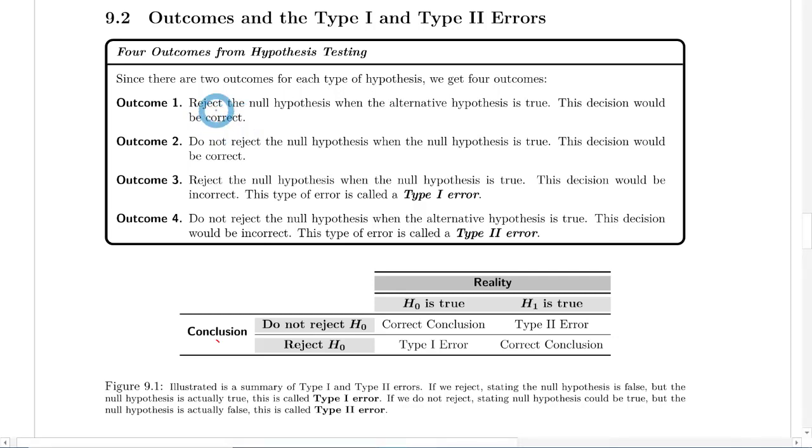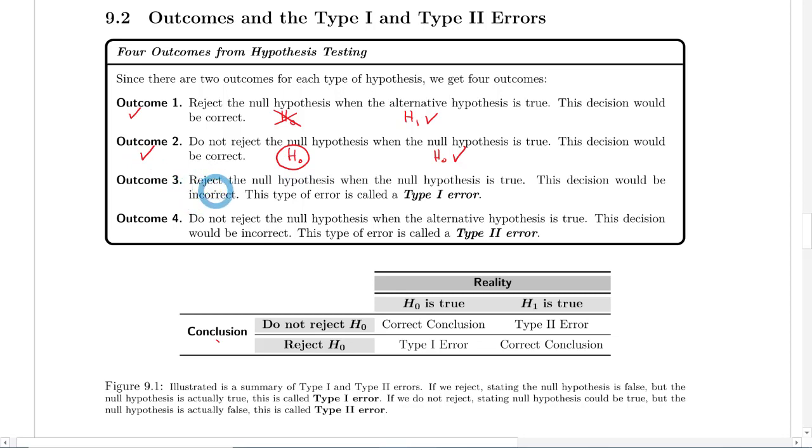Okay, so the first one is if we reject the null when the alternative is true, right? So yeah, if we reject, then we would accept the alternative. That's okay, right? Check mark. If we do not reject the null when the null hypothesis is true, so we do not reject it, that means that we would just support it, right? Like there's no change, right? This is correct, right? We don't reject it. That means we accept it. Boom, outcome 2, that's correct.